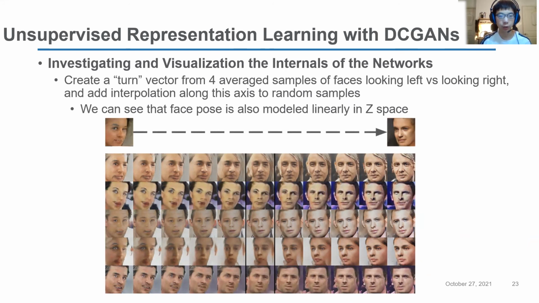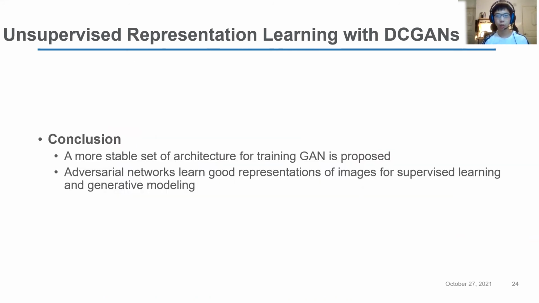We can see that the face not only gradually turns from right to left, but also changes from one person's face into another's. To sum up, DCGAN, a more stable set of architectures for training GANs, is proposed, and they prove that adversarial networks can learn good representations of images for supervised learning and generative modeling.